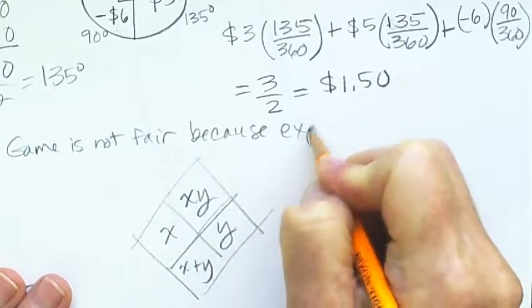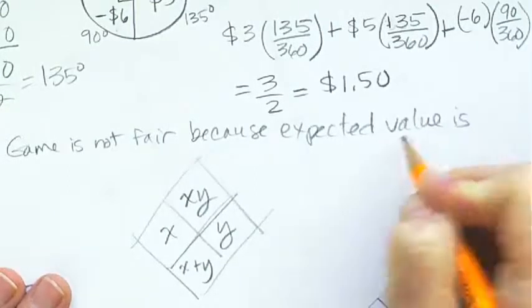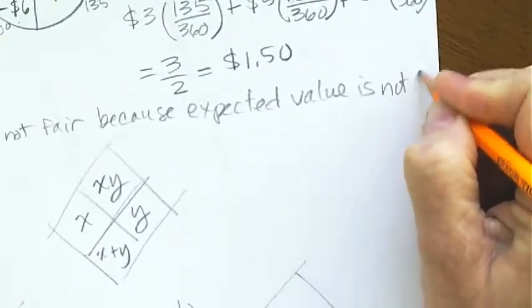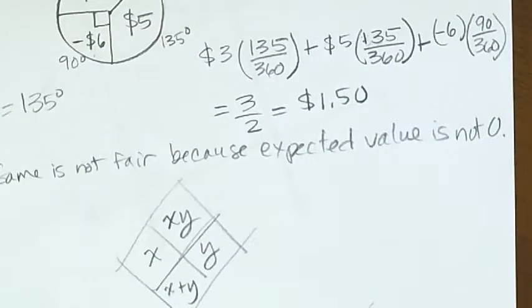because the expected value is not 0. If it were a fair game, then your chances of winning versus losing would amount to 0.